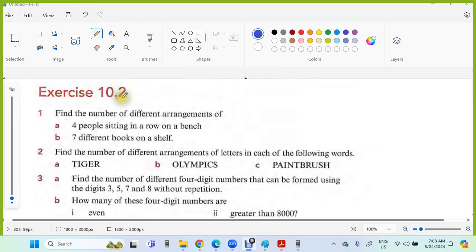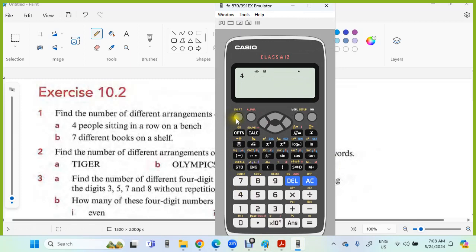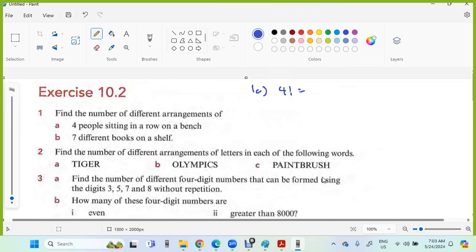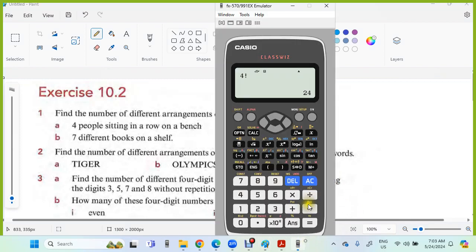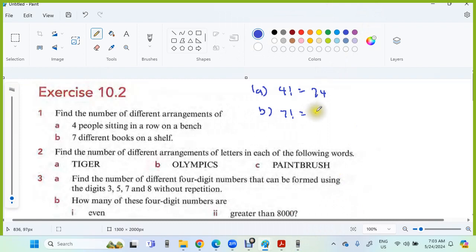Exercise 10.2. Find the number of different arrangements of 4 people sitting in a row on a bench. So for 1A here, it is 4 factorial. So we have the 4 factorial here, and it is 24. And then B, 7 different books on a shelf, then it will be 7 factorial. So we have the 7 factorial here, then it is 5040.